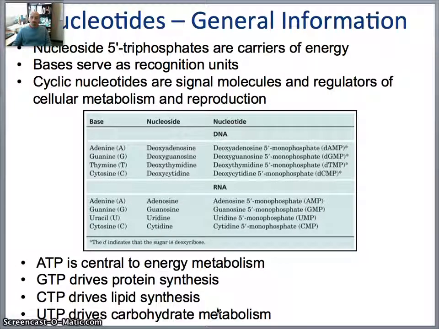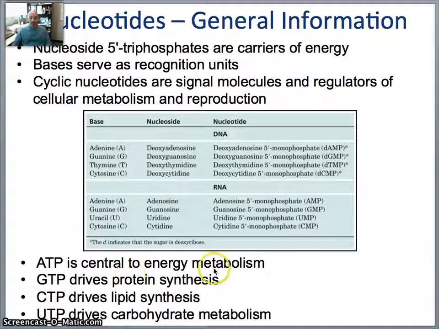All right, so when we talk about these nucleotides, we have the nucleoside 5' triphosphates. A lot of these are carriers of energy, like we've talked about before. They all serve as recognition units. And so here we have our different bases, the nucleoside nomenclature, and then the nucleotide. Depending on here, we have all monophosphates. It could be diphosphates or triphosphates. And with RNA, we see the same thing. So this is just a nice table with all the different nomenclature.